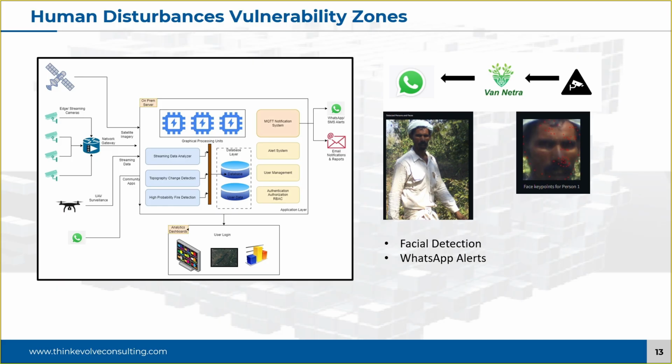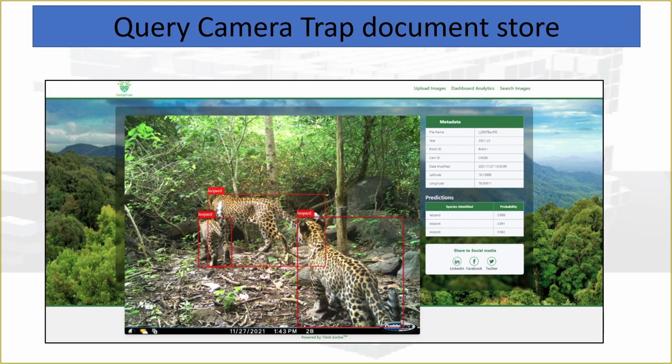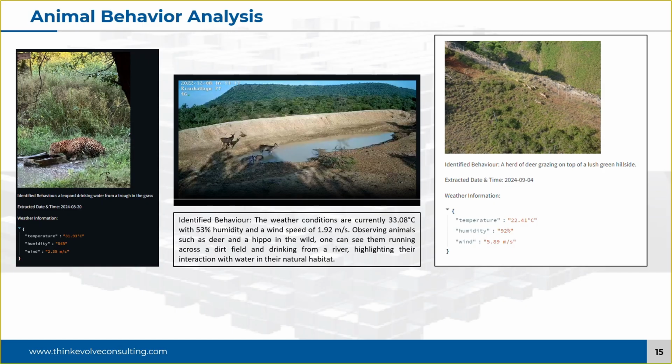Data can be streamed either from satellite, from edge or streaming cameras, or from any kind of UAV surveillance which is set up. It also provides a document store which can help you search for individuals and tigers as well, providing a very good analytical layer on top of all the data which is there with the forest department. We also provide animal behavior.